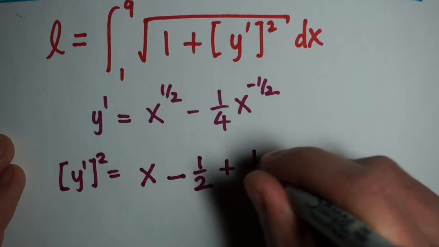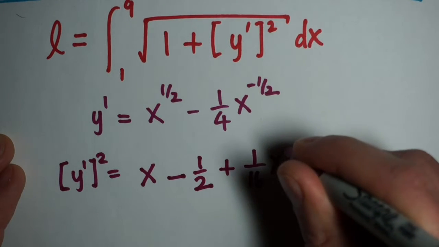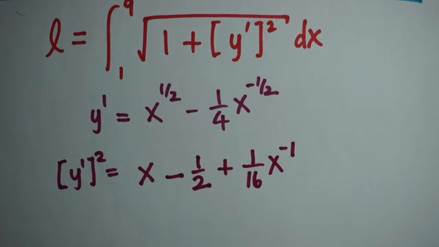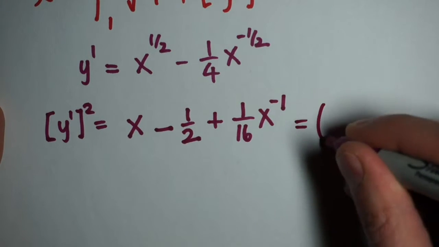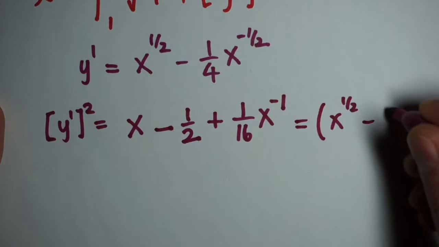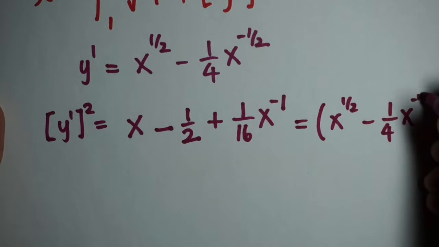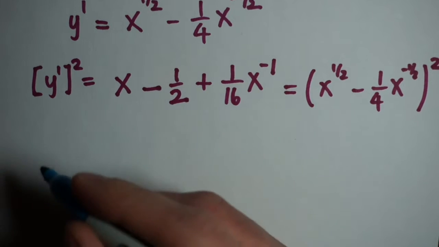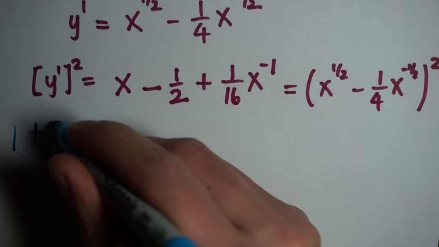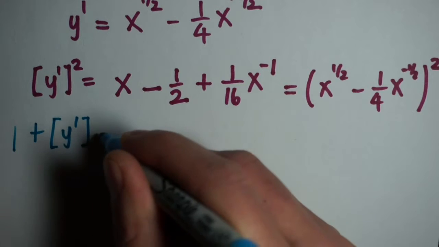And then finally, I take the last term squared, which is 1/16 x to the negative 1. Multiplying out the square gives me these three terms. And to remind myself for later, because it's going to come up again, I'm going to write down exactly what this is squared. This is x to the 1/2 minus 1/4 x to the negative 1/2 squared. So now, for the formula, I need to add 1 to my derivative. It's 1 plus y prime squared.